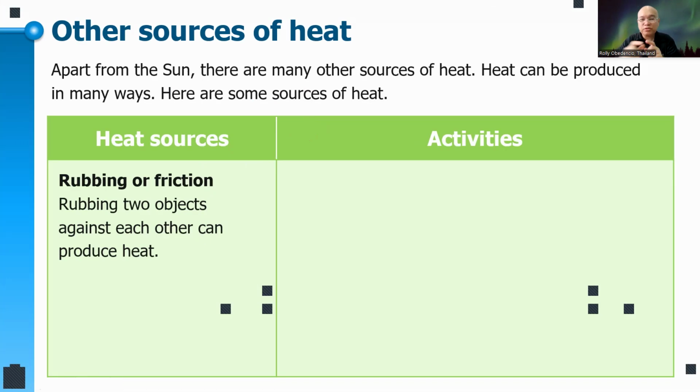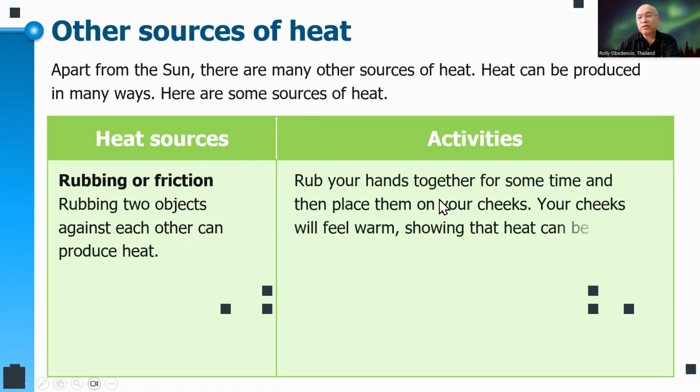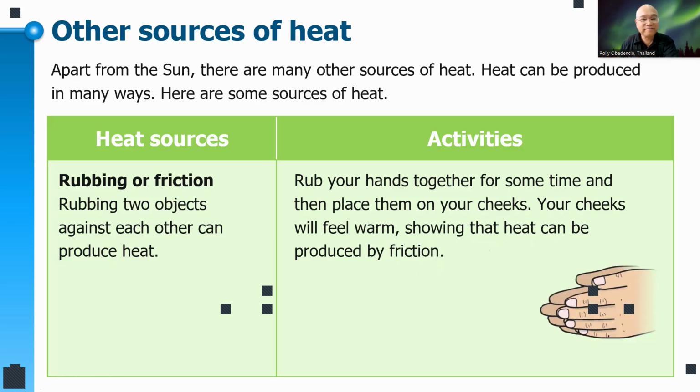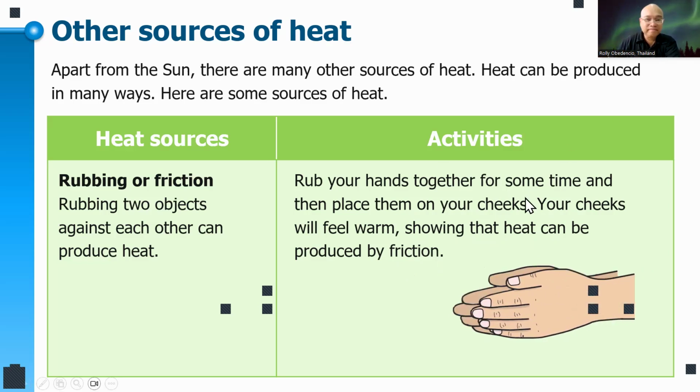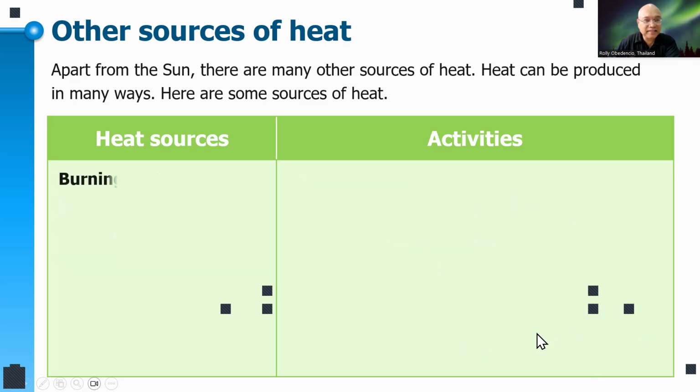So rubbing two objects against each other can produce heat. I want you to rub your hands right now together for some time and then place them on your cheeks. Your cheeks will feel warm, showing that heat can be produced by friction. Okay? Try to rub it and feel it on your cheeks. It's hot, right? Okay? So rubbing can produce heat.